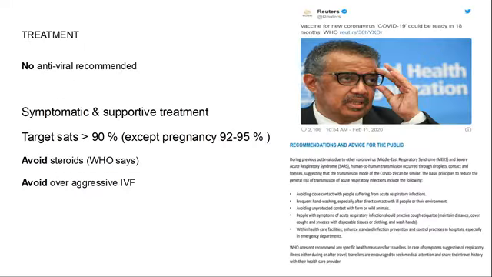So regarding treatment, as of now, WHO has not recommended any antiviral medication. They are in trial, but nothing is proven yet. And so there's only symptomatic and supportive treatment. Target sats more than 90 should be enough. But if you have somebody who is pregnant, you want to maintain more saturation for the fetus. So your target saturation might be 90 to 95%. And WHO says avoid steroids and avoid over-aggressive IV fluids. And of course, vaccine is on trial, but we don't think it's going to come out really fast. It might take 1 year or more.